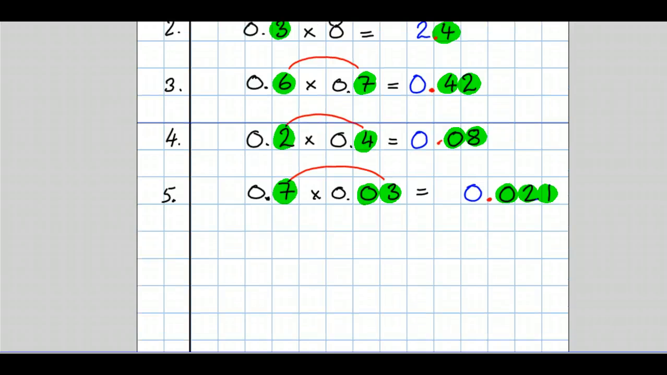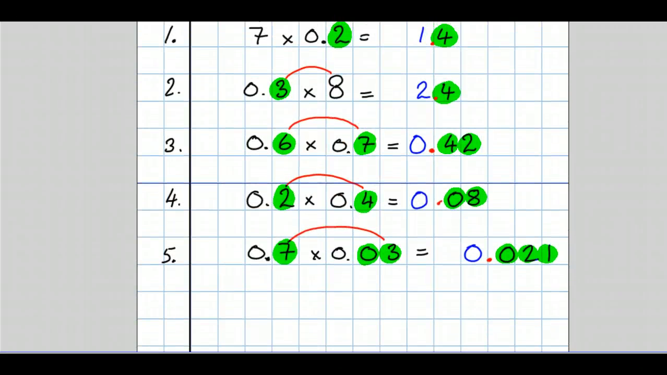Now, to recap, multiply the non-zero figures together, then look to see how many figures are after the decimal point in the whole question, and make sure that's how many you have in the answer. If you don't have enough figures, add some zeros in.